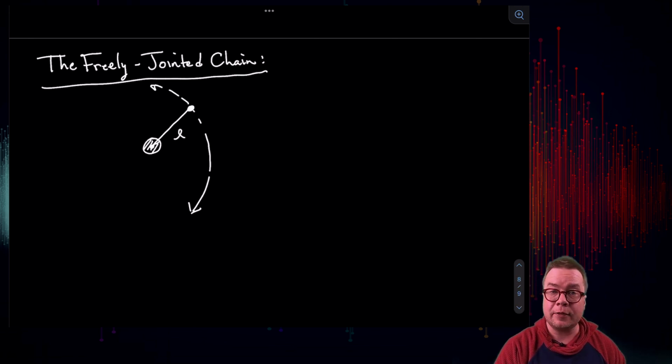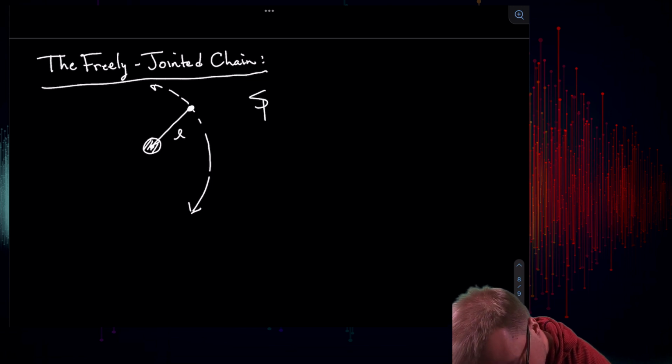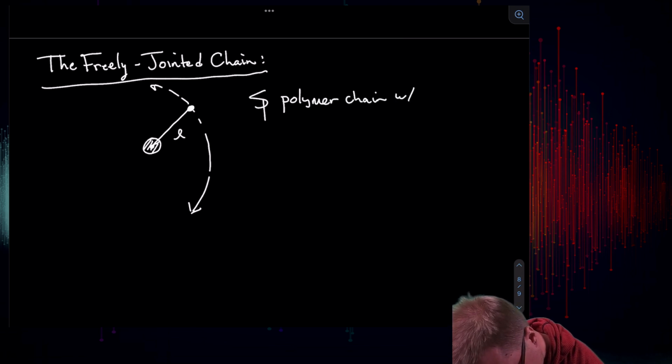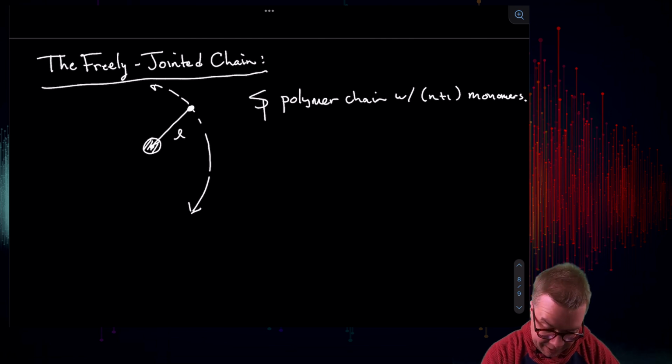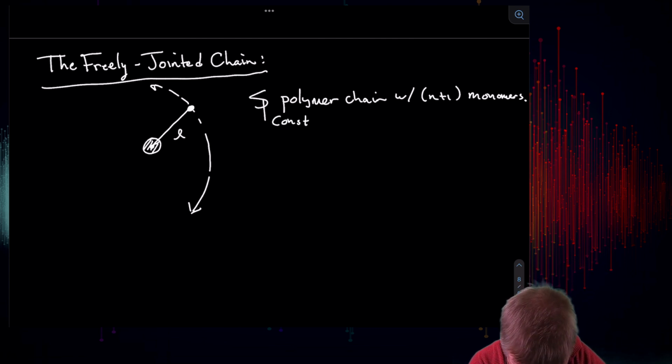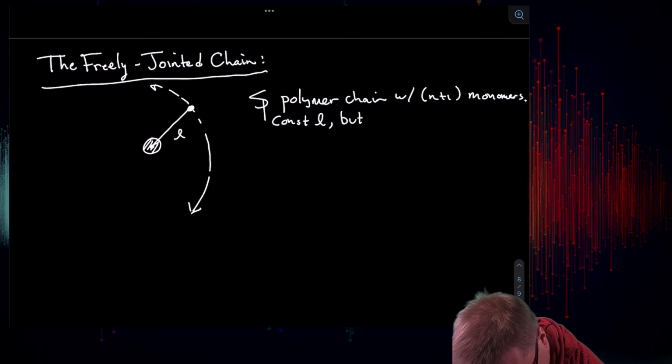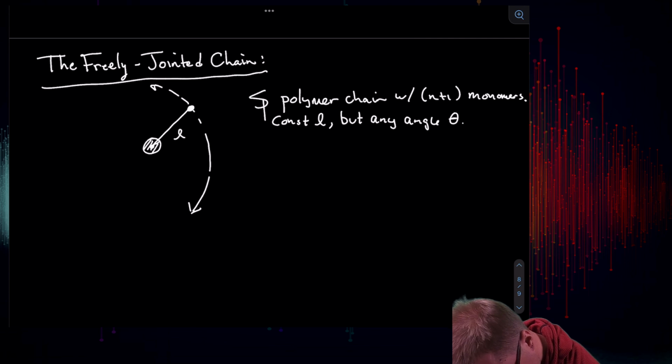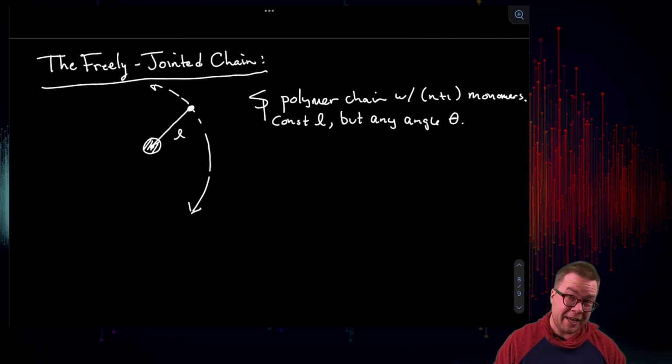So what this means is, let's consider that I have a polymer chain. So suppose I have a polymer chain with a total of little n plus 1 monomers. And they're going to have a constant bond length, but any angle. And we saw why that is, right? They can have any angle because of the bond rotation, which imparts flexibility onto the polymer chain.